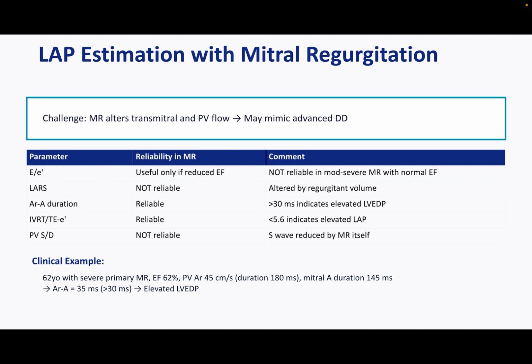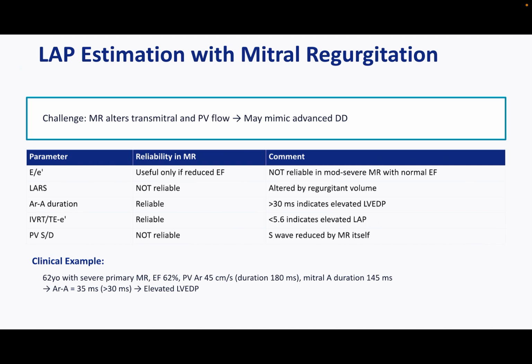What to use in MR? AR minus A duration greater than 30 milliseconds, which correlates to elevated LVEDP. Reliable because the A velocity timing is not affected by regurgitant volume. Also IVRT to E over E prime ratio less than 5.6 indicates elevated left atrial pressure.